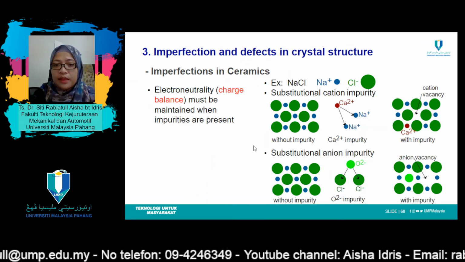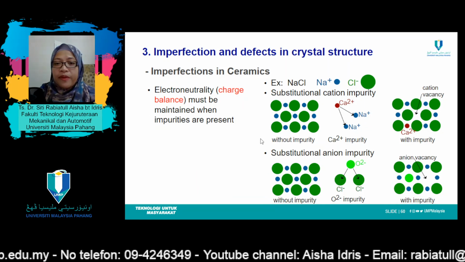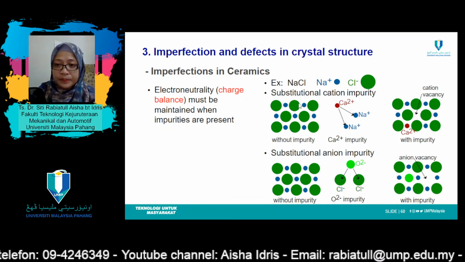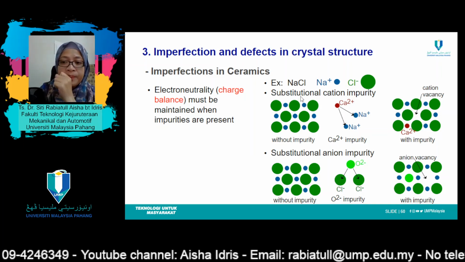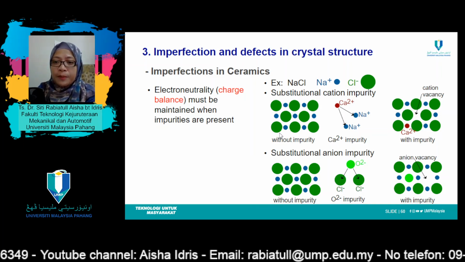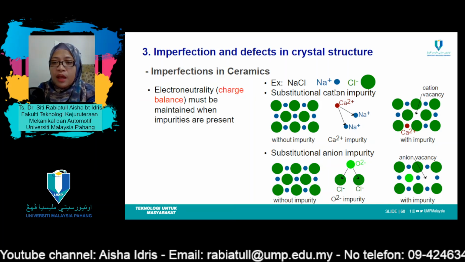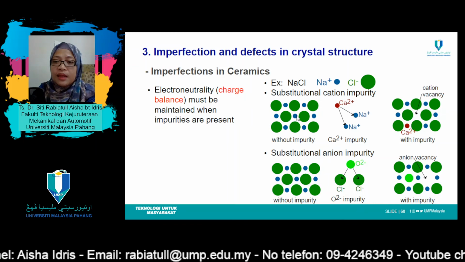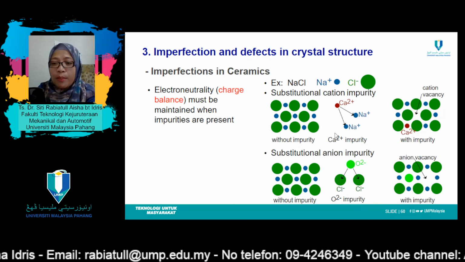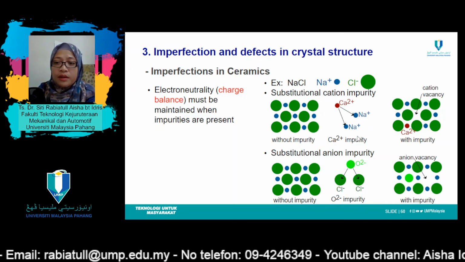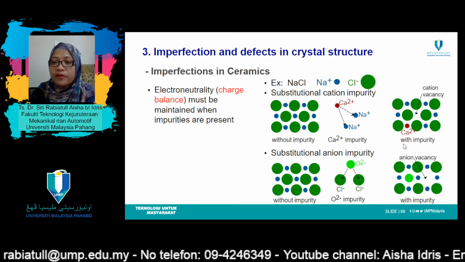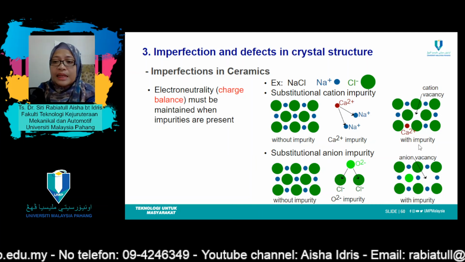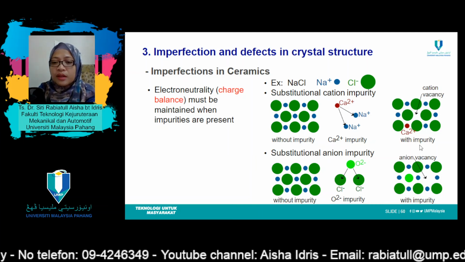Now let's look at the example for imperfection in ceramic, like sodium chloride over here. If this one is the atom without impurity, and suddenly Ca2+ impurity exists in sodium chloride, whereby calcium over here will attract sodium there, and finally cation vacancies will happen in that crystal structure.